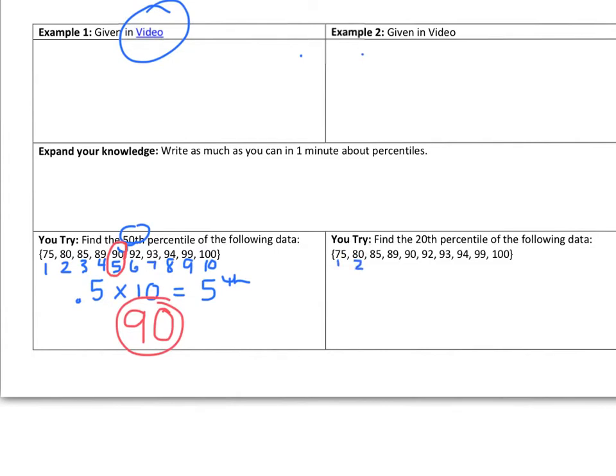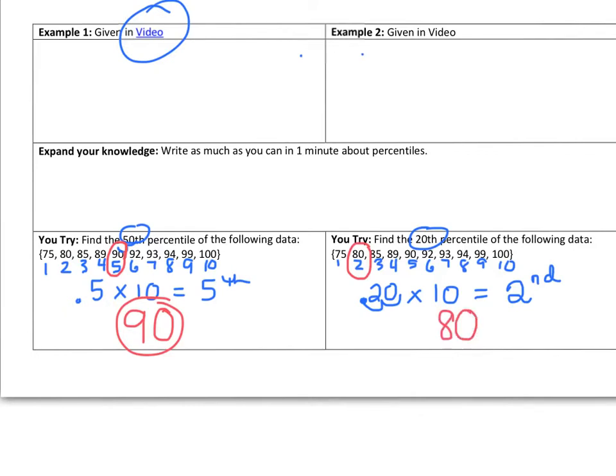Hopefully you're numbering those scores so we can see how many there are. And it looks like there's 10. We want the 20th percentile. So we take the 20 and move the decimal 2 places. So we're going to do 0.2 times the 10 items in our list, and that gives us the number 2. That means the second number in the list is the 20th percentile, so a score of 80.